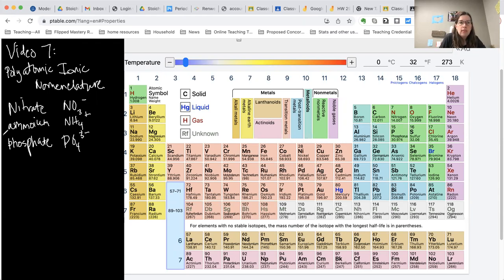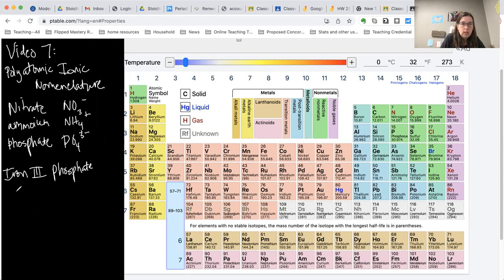So let's say I have a compound called iron 3 phosphate. You should recognize right off the bat the name of the polyatomic ion. That should tip you off that one of these guys is involved. Remember that when we have Roman numerals, that's indicating a transition metal that can have more than one charge, and it's telling you what the charge is.